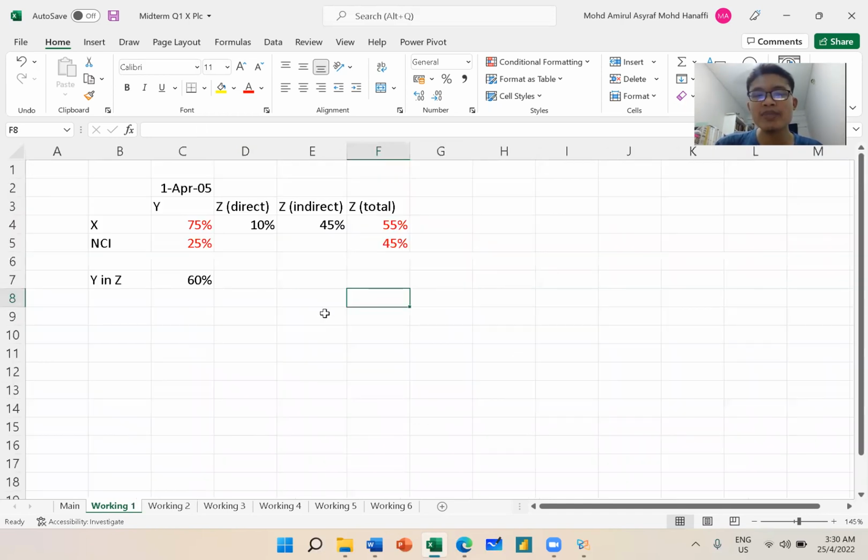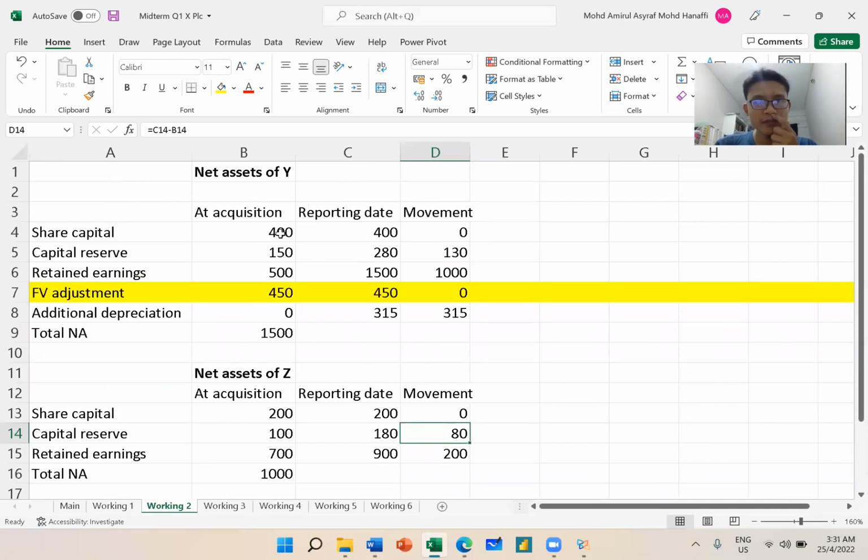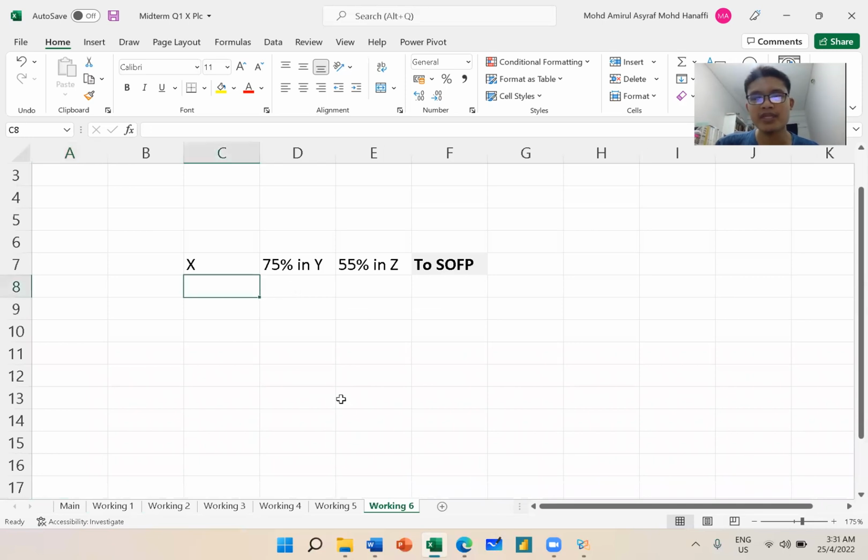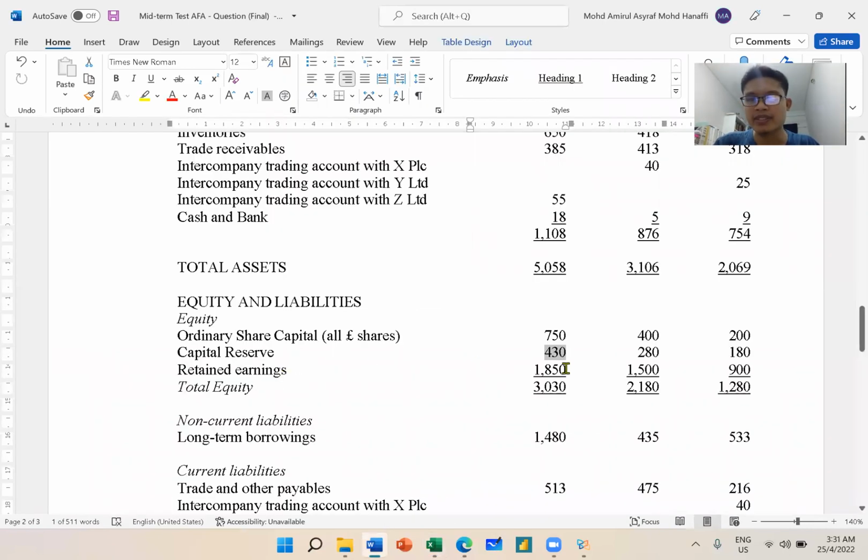What do I mean by that's all? The percentage ownership: X as parent owns 75% of Y, and X also owns 55% of Z. Therefore, just like your retained earning, X owns 75% of the post-acquisition capital reserve of Y, and 55% of the post-acquisition capital reserve of Z. So for Y, the increase is 130, and for X's share, just take 130 at 75%.